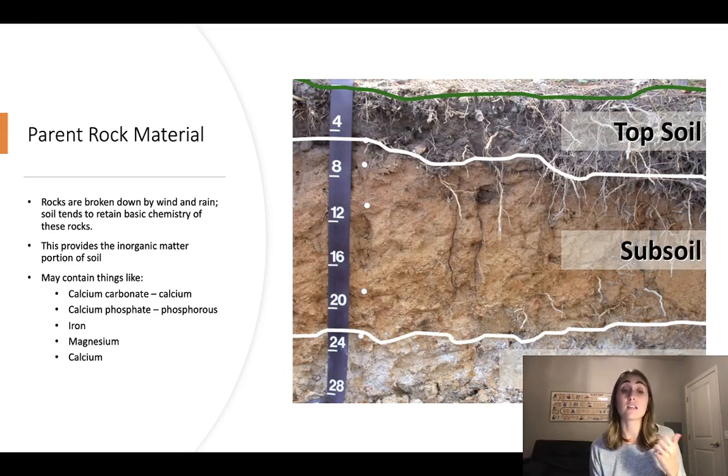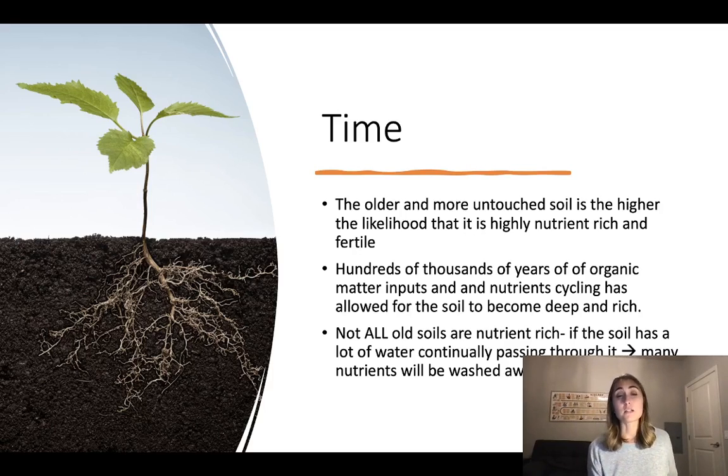Some are really high in things like calcium or phosphorus. Those are going to end up being really nutrient-rich soils, or things that contain high amounts of iron, magnesium, calcium. Again, those are going to provide really nutrient-rich soils. If you have a parent rock that doesn't contain a lot of minerals or nutrients, you're going to end up with a relatively nutrient-poor soil. Even if you have the organic component, you need both the organic and inorganic component to form that really fertile soil. The next one is just time.